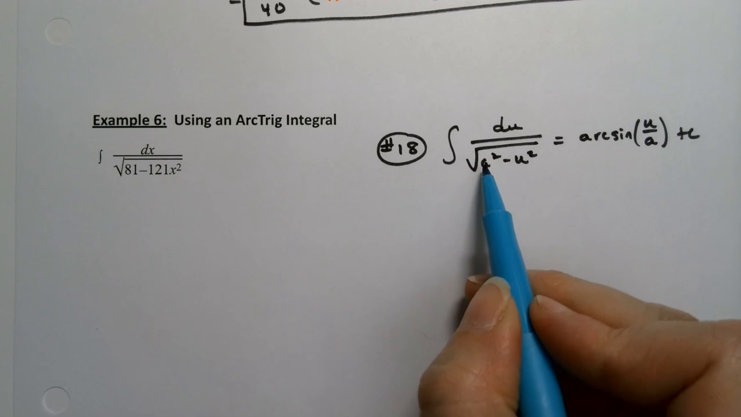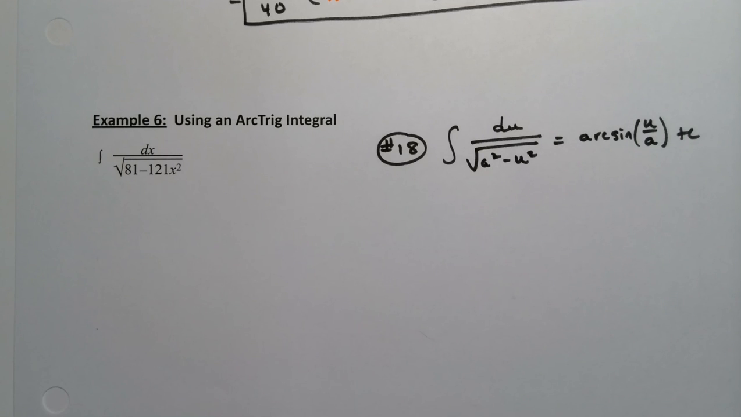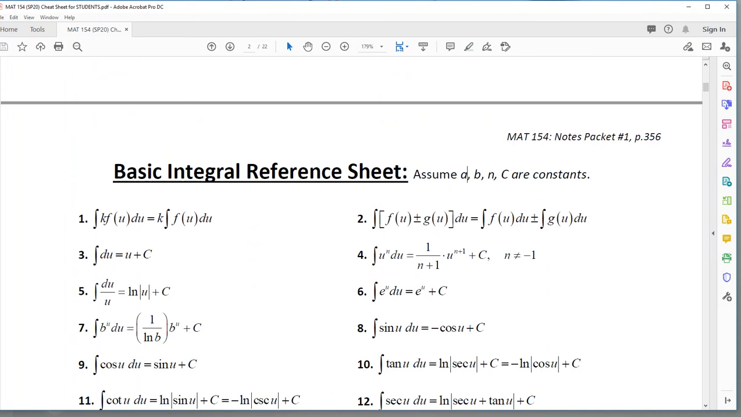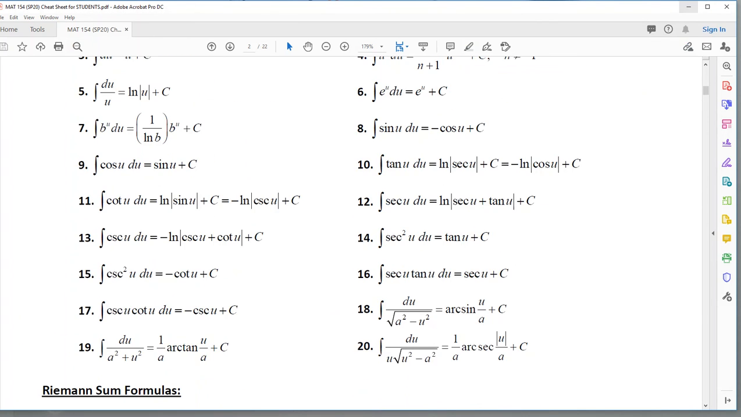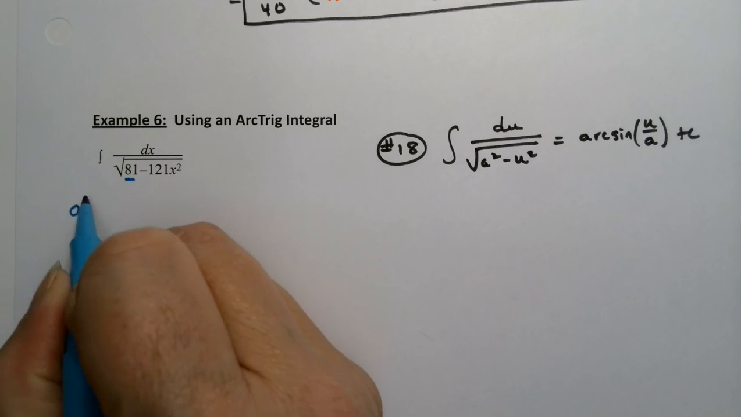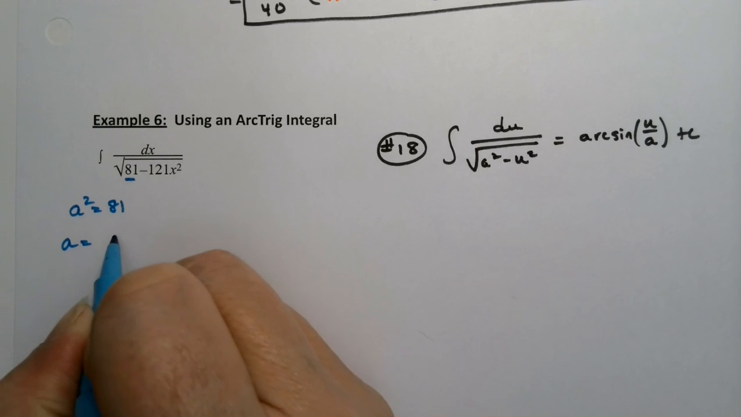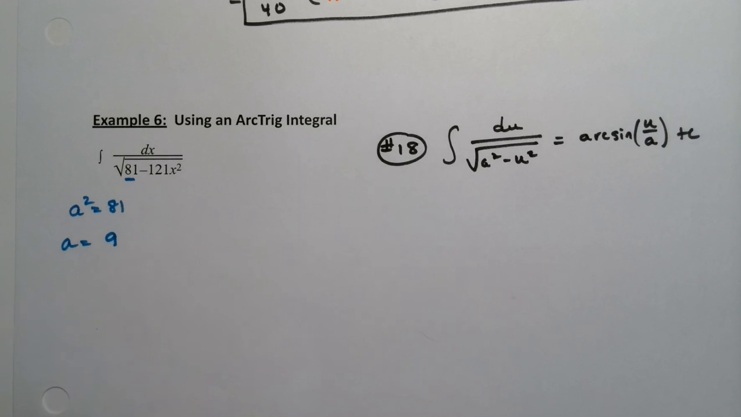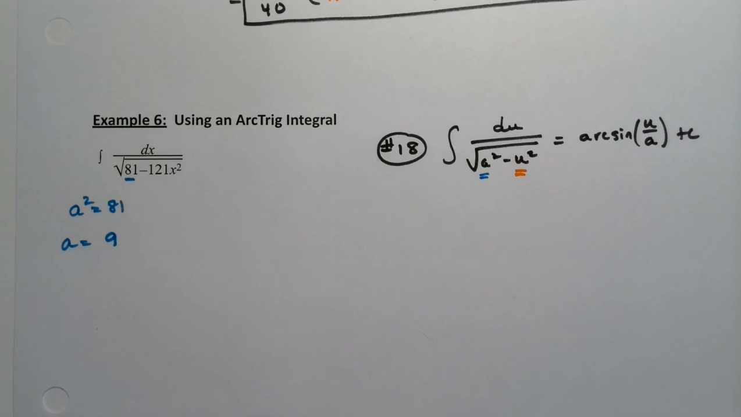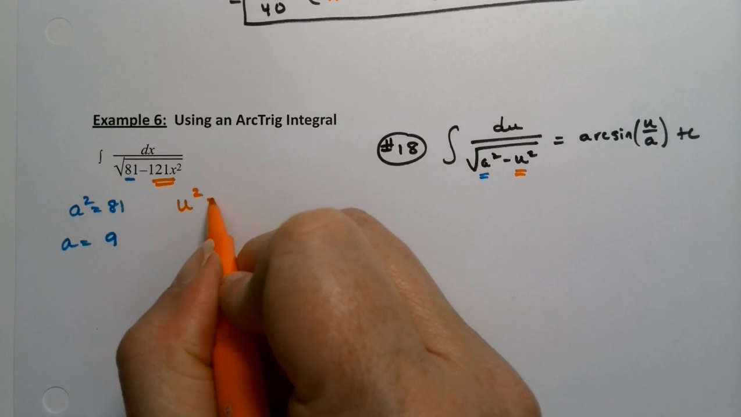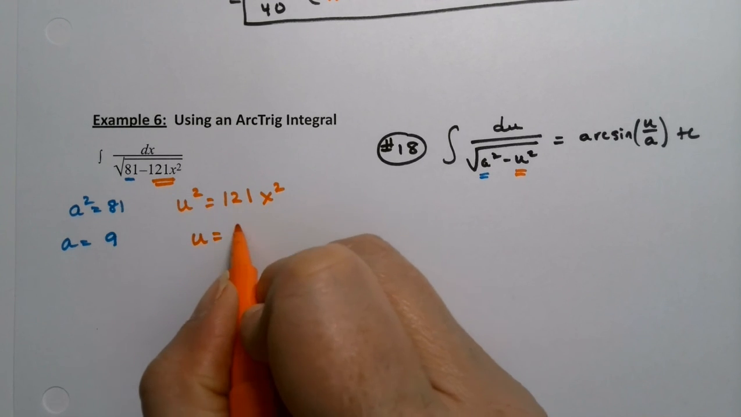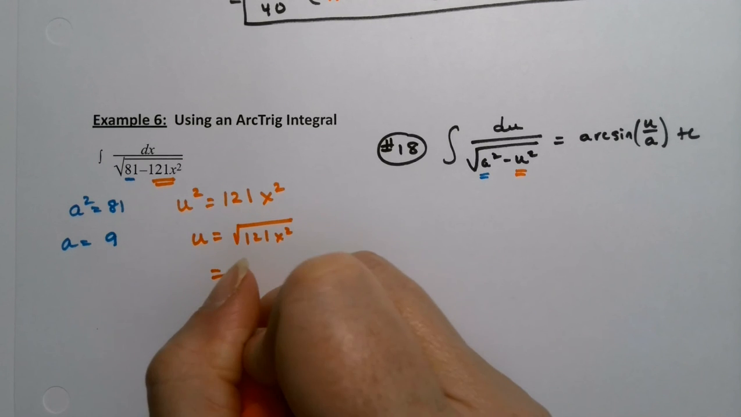Now remember in these tables, a is always considered to be a constant, and u is always considered to be some function of your variable, right? So a, b, and n and c are constants. So therefore, a has to be a constant. A squared has to be 81. So that means a is 9, right? Because 9 squared is 81. And then u squared, right? So if I did a squared here, u squared is 121x squared. So u would be the square root of 121x squared, which would be 11x.